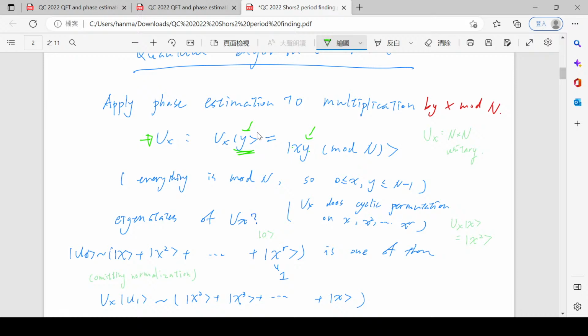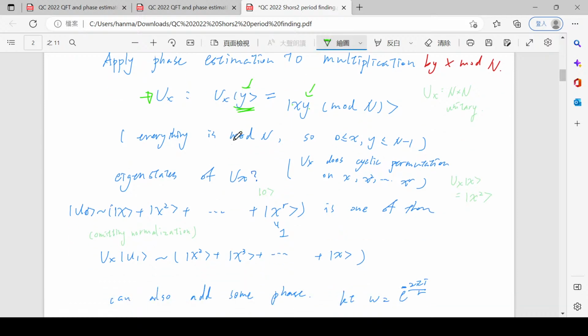So this is a very classical gate. You just do multiplication, in this F_n, I guess it's not a field, but you do multiplication mod n. And as we said, everything is mod n, so this xy is something from 0 to n minus 1. So basically what we are going to do is phase estimation on this U of x.